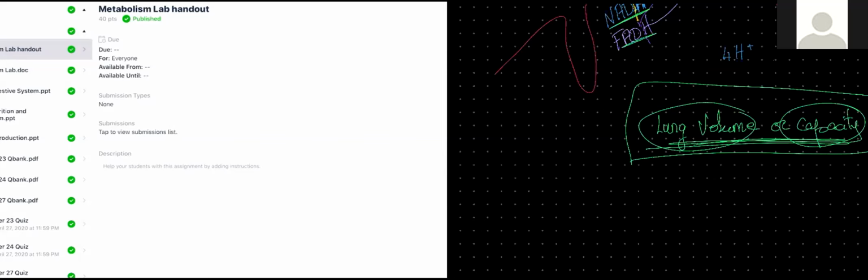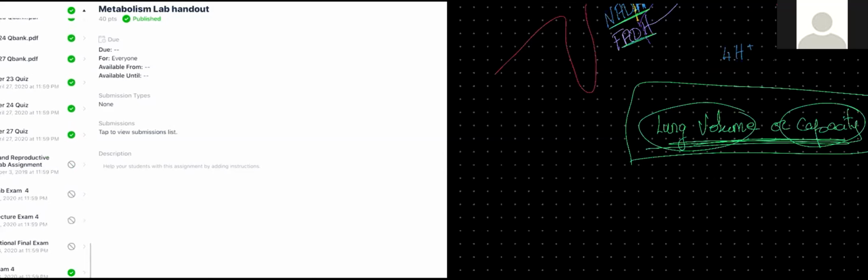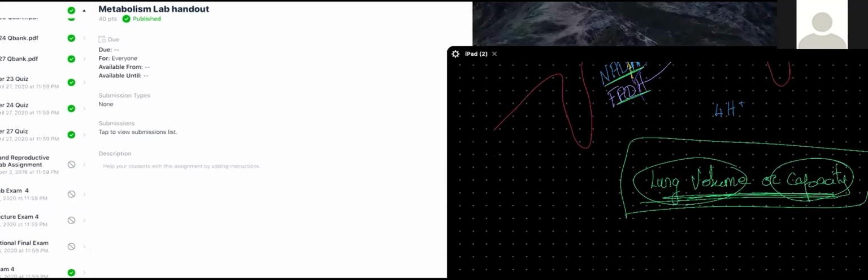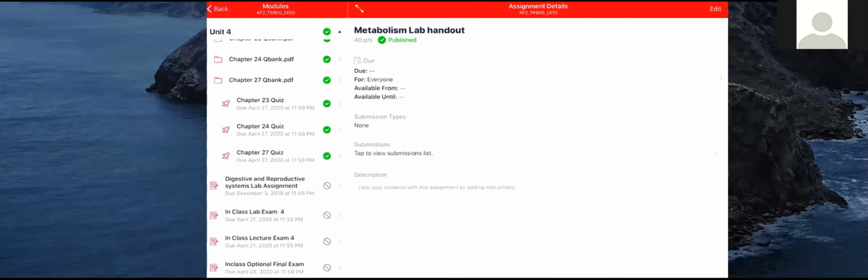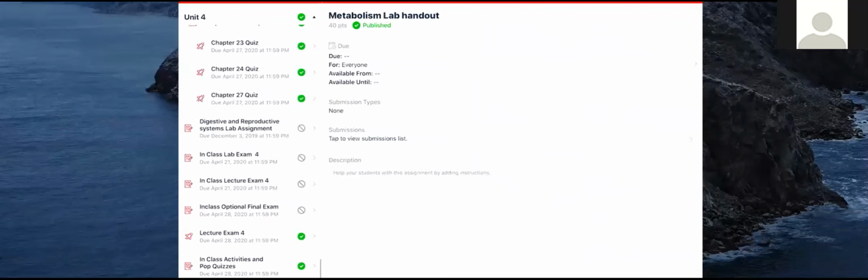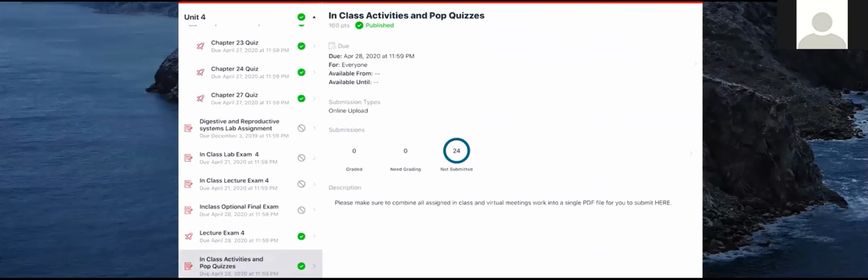Everything is going to be in a single file that you're going to be submitting here. If you go to Unit 4, in-class activities and pop quiz, you will see here, you submit all the in-class activities, including the lab work, all combined into a single PDF file that you will be able to upload on campus.